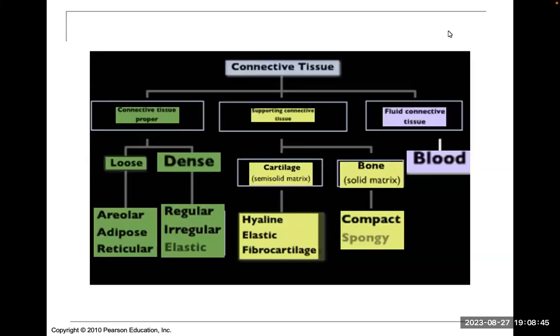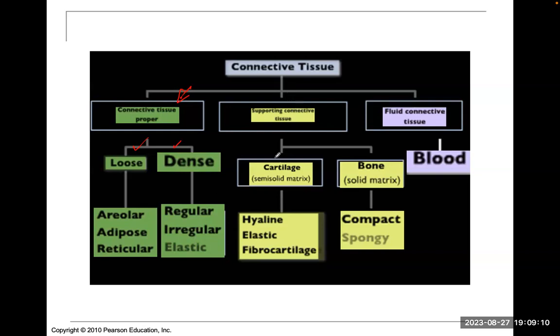Okay, we're still on connective tissue. And just to review, we have a few main categories of connective tissue, right? We have connective tissue proper, and that's where we have loose and dense connective tissue. And under loose, we have areolar, adipose, and reticular. Under dense, we have regular, irregular, and elastic.